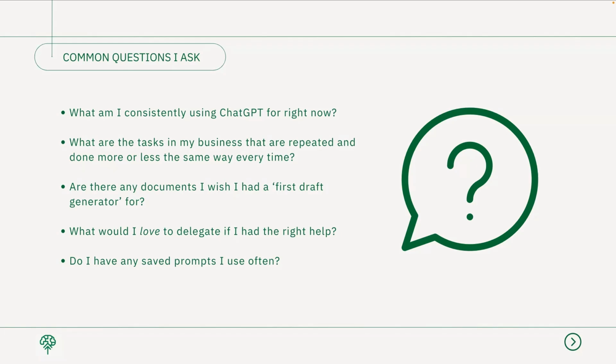You don't have to come in and preload all your context every single time. Second, what are the tasks that you do repeatedly, and more or less the same way every single time? What are the tasks that you do consistently following the same process every time? Are there any documents you wish you had a first draft generator for? What would I love to delegate if I had the right help?